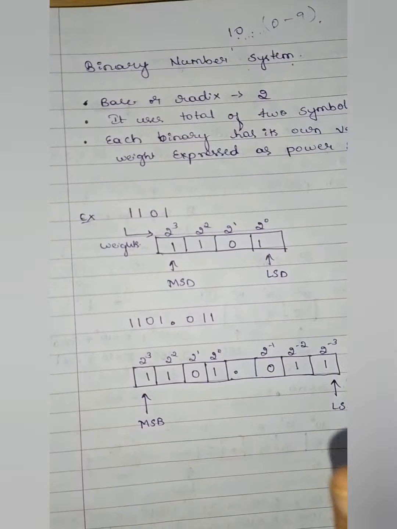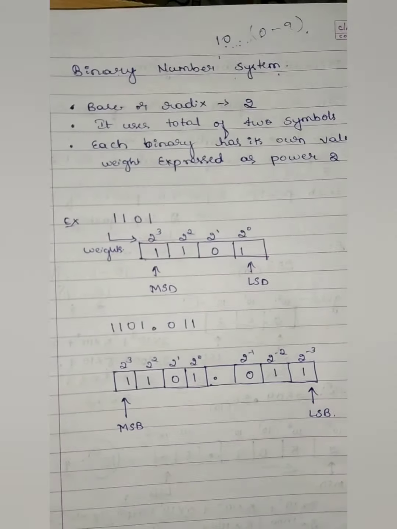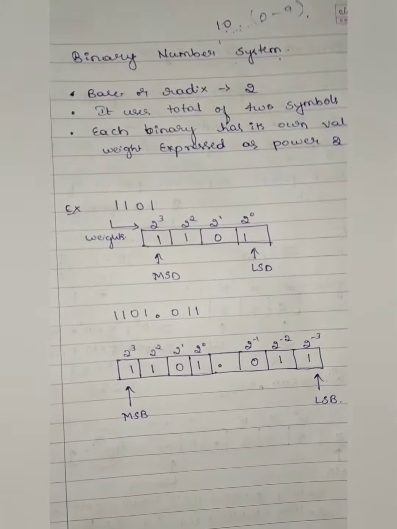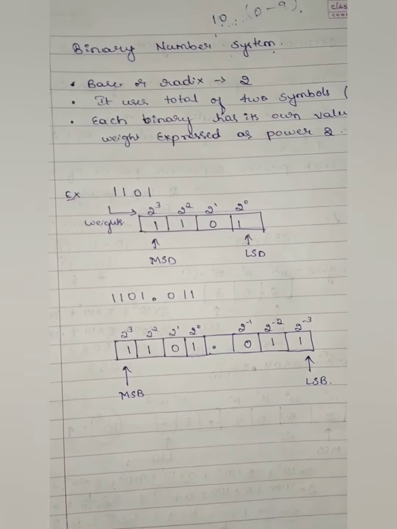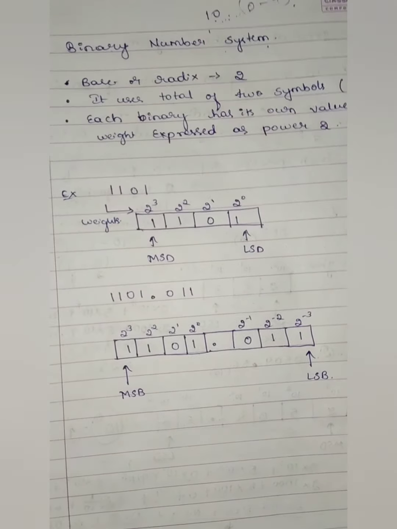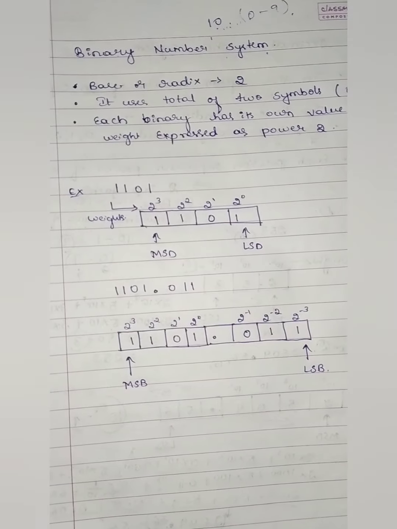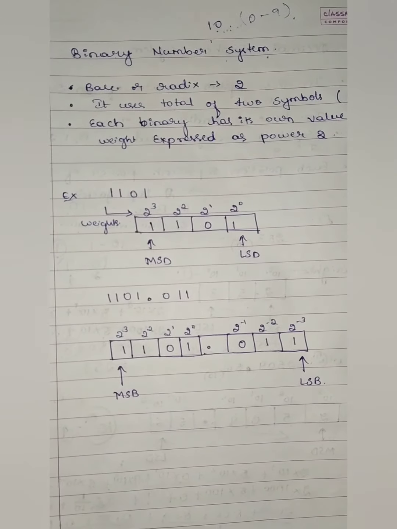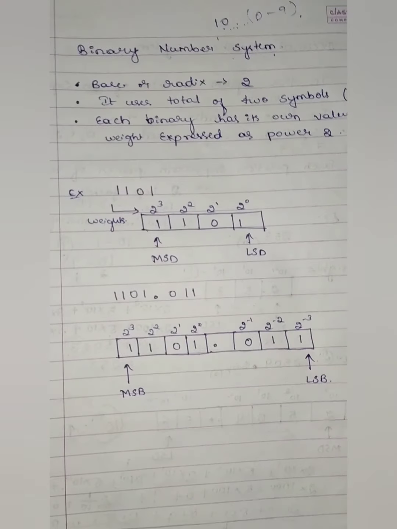When we use the decimal number system, what happens? That needs to be converted into the binary number system, because computers understand only zeros and ones. But when we are working directly with the binary number system, there is no need for conversions, because it is already in the form of zeros and 1.